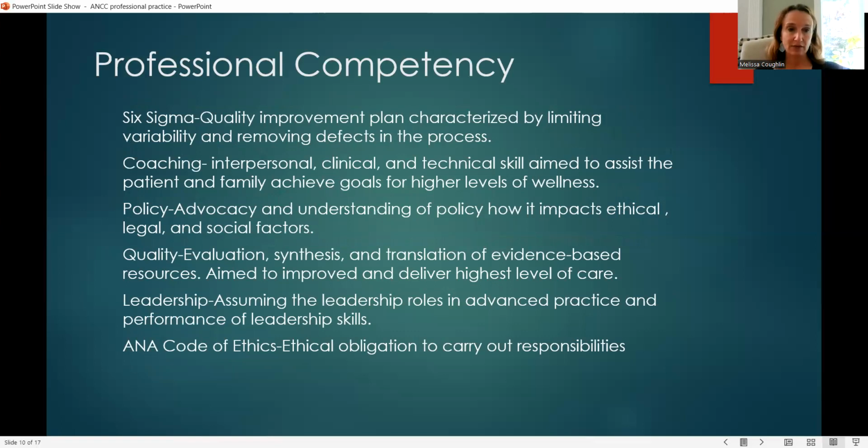So professional competency involves the 6 sigma, which is quality improvement, a plan characterized by limiting variability and removing deficits or defects in the process. And it involves coaching, which is interpersonal, clinical, and technical skills aimed at assisting the patient and the family to achieve goals for higher levels of wellness. And then you have policy, which is advocacy and understanding of policy and how it impacts ethical, legal, and social factors. And then you have quality, which is evaluation, synthesis, and translation of evidence-based resources. And it's aimed to improve and deliver the highest level of care. And you have things like leadership, which is assuming the leadership role in advanced practice and performance of leadership skills. And the ANA Code of Ethics is the who is responsible for the ethical obligation to carry out our responsibilities.